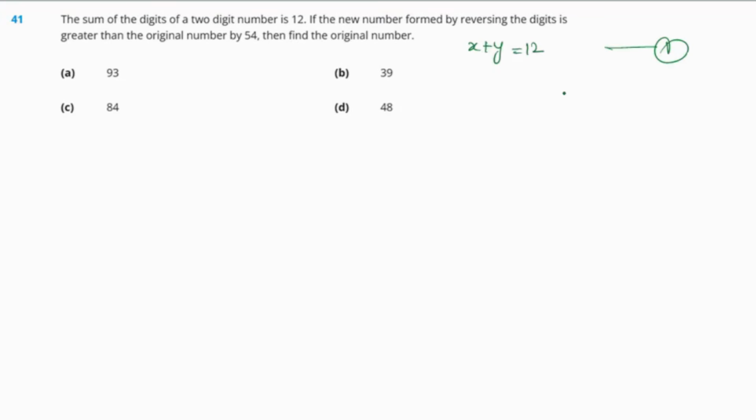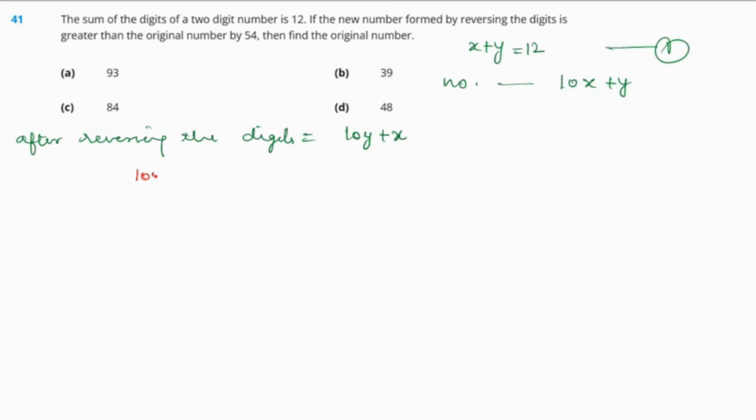Okay, now the number which is going to be formed. The number we are going to take is going to be 10x plus y, where y is the unit place digit and x is the tens place digit, correct? So after reversing the digits, the number we are going to get needs to be 10y plus x. Correct. And according to the question, the new number formed by reversing the digit is greater than the original number by 54. Okay. So the new number is 10y plus x, which is greater than the original number, which is 10x plus y, by 54.